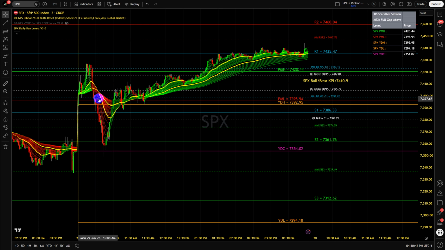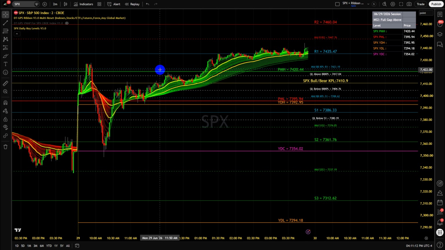However, jumping in on this bearish trade here, basing it on a close below the bull bear KPL, because now we have a reversal ribbon, or jumping in on a PML YDH close and basing the trade on that level. So it just really depends which level you want to base your trade on, which key level, as opposed to what your stop loss is going to be.